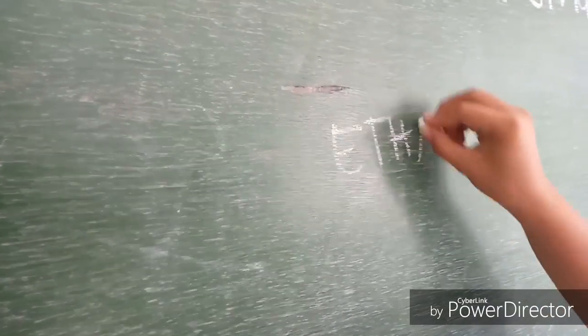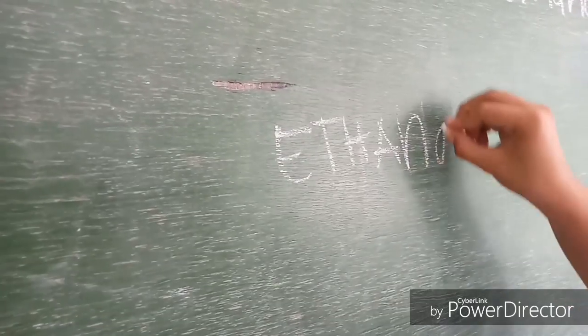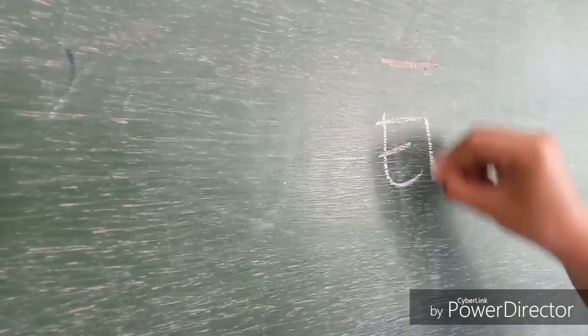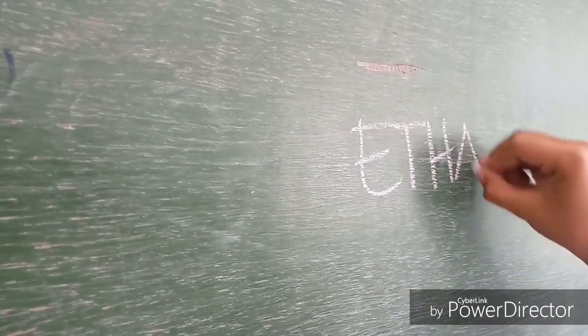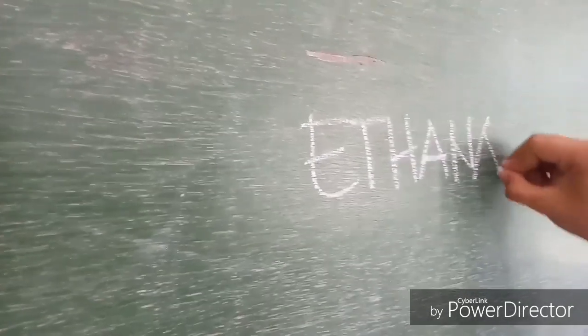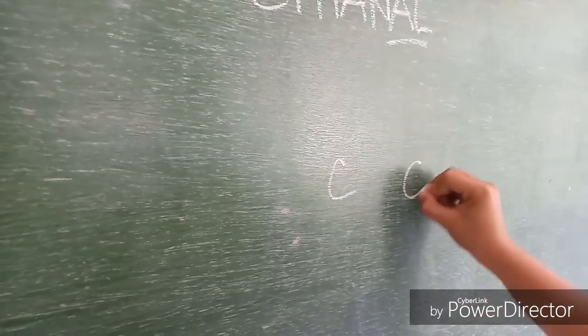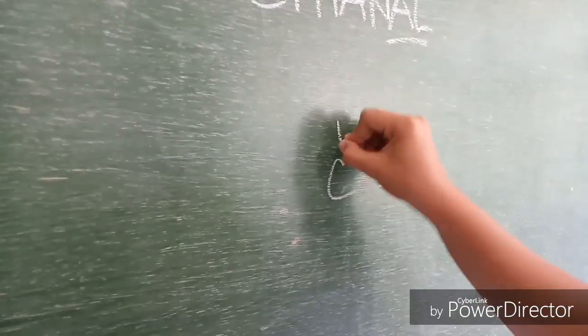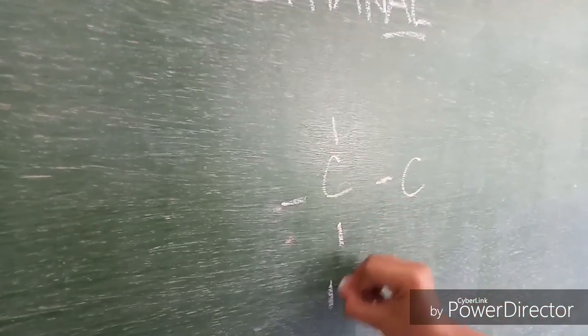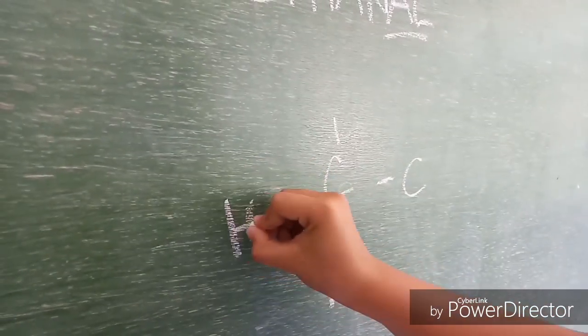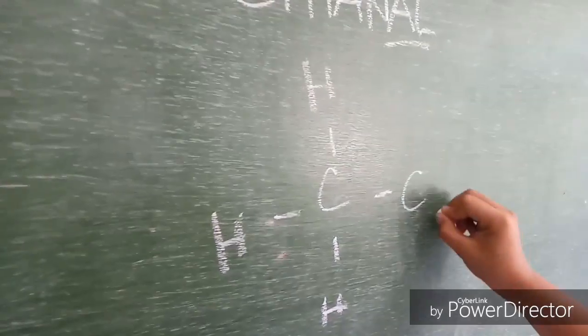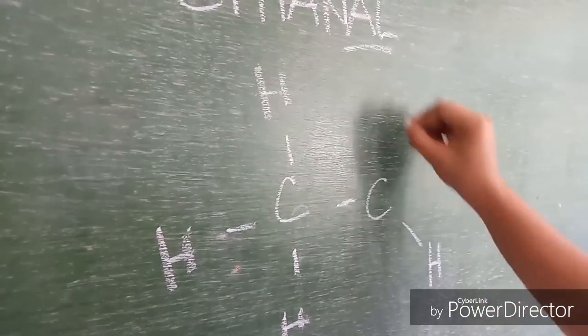And then if you did ethanal, remember al, you would draw 2 carbons. And then H there. Well, this one would have 3 because there's 2 carbons. You've got 3 hydrogens around the first carbon. You've got 1, 2, 3, 4 bonds on the second carbon, which would make it an aldehyde, ethanal.